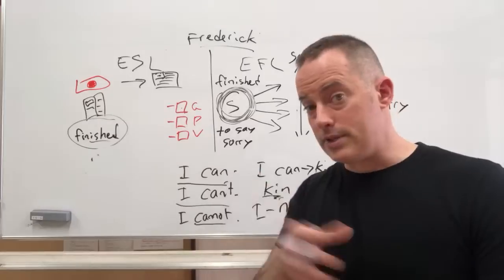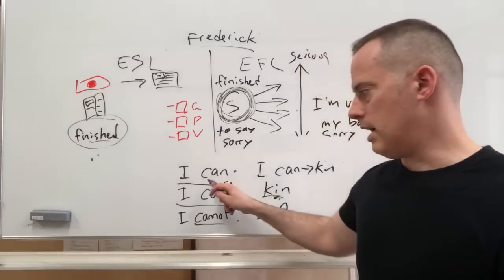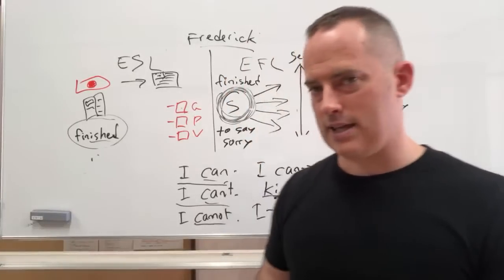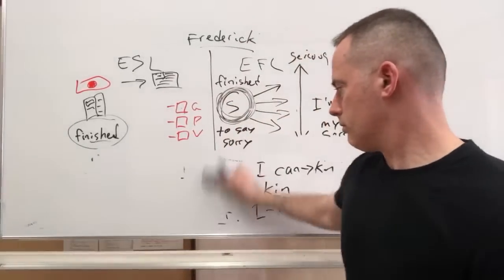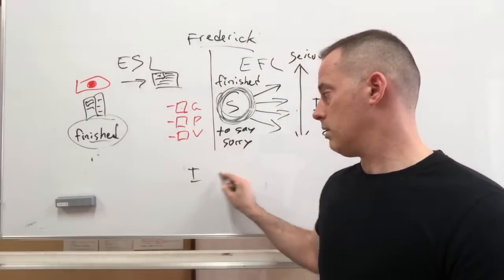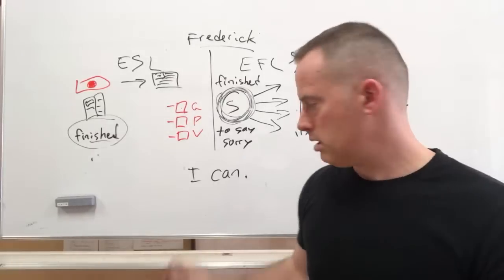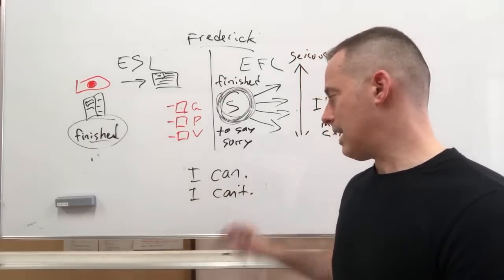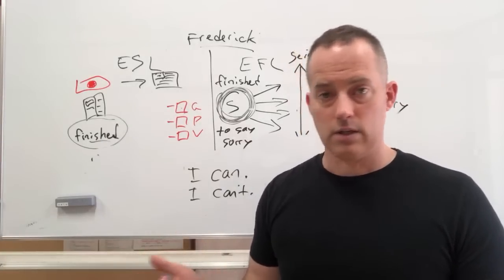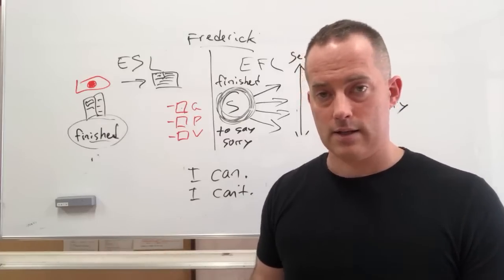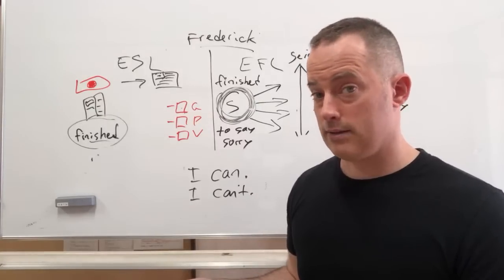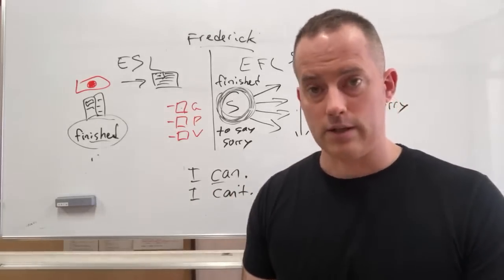Now, the difficulty for language learners is usually hearing can versus can't. So if they hear someone say, yeah, I can't do that. Listen to this pronunciation a little bit faster. I can't, all right? So which one am I saying? I can do that, I can do that. Which one am I saying? I can do that. I'm saying I can, I can do that.